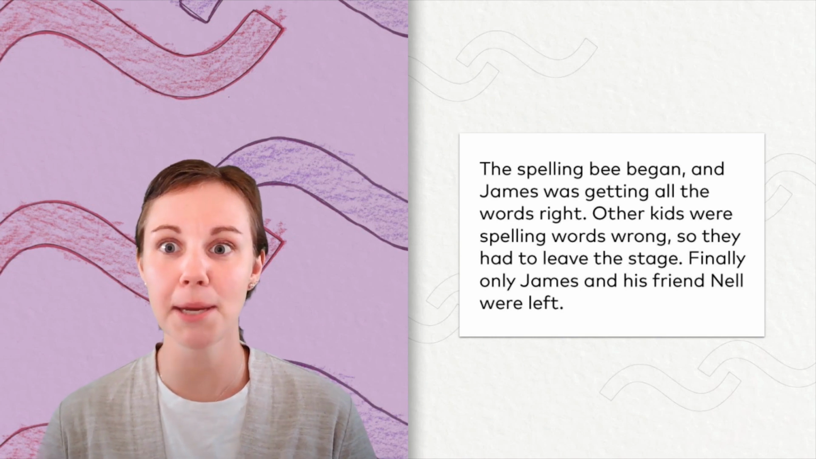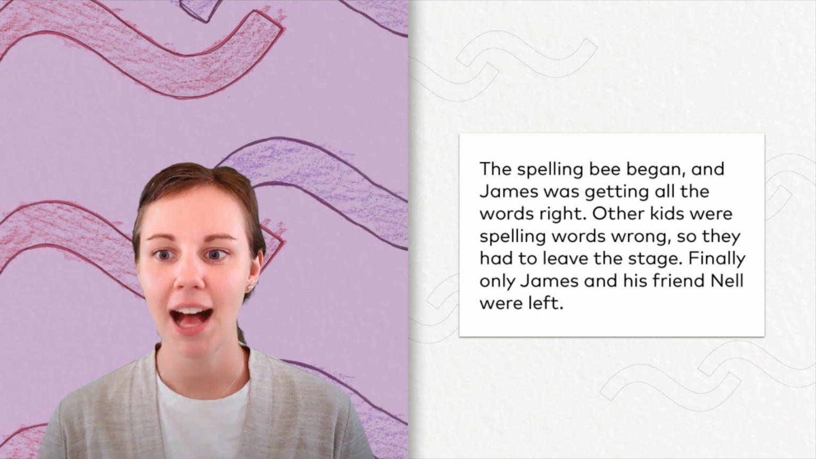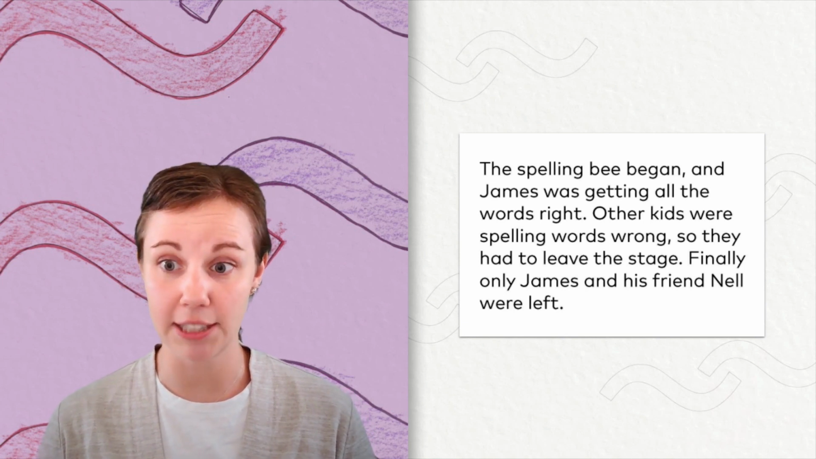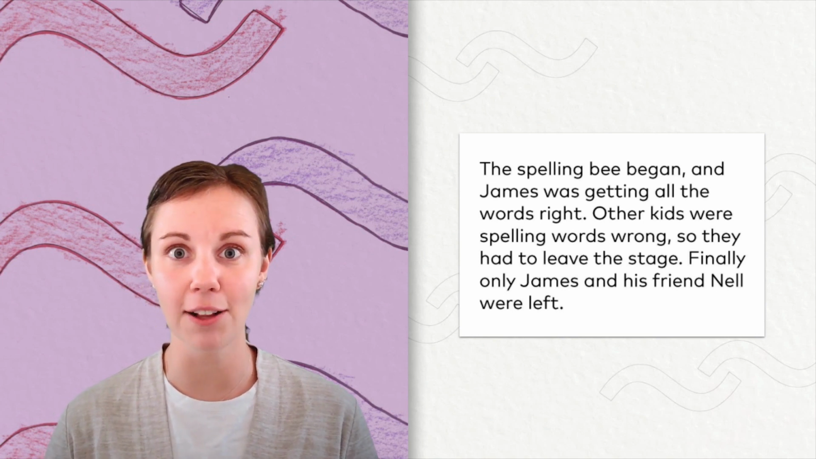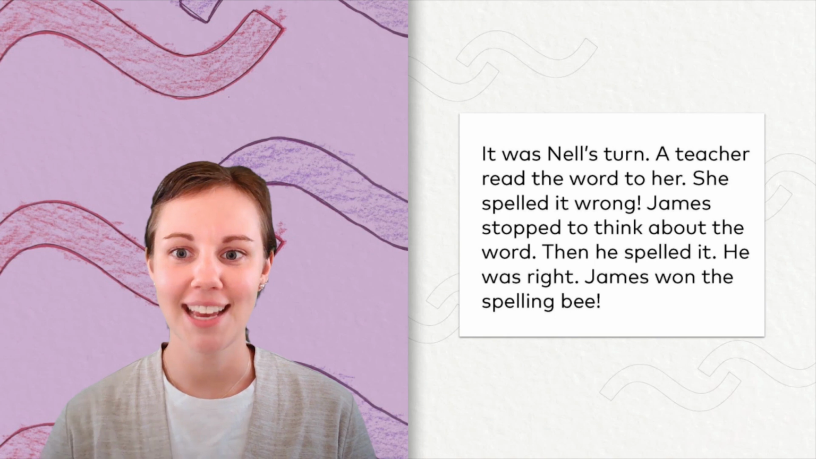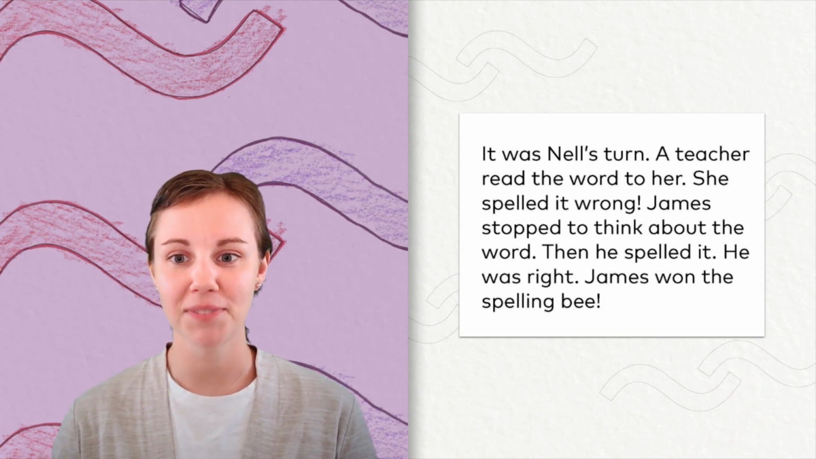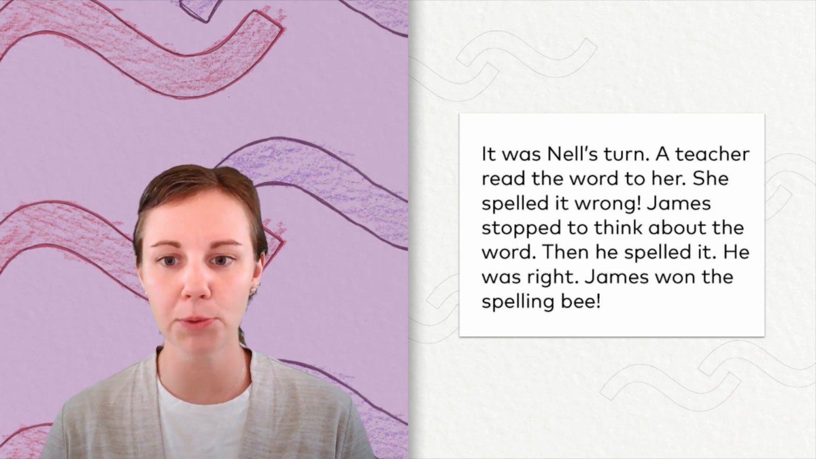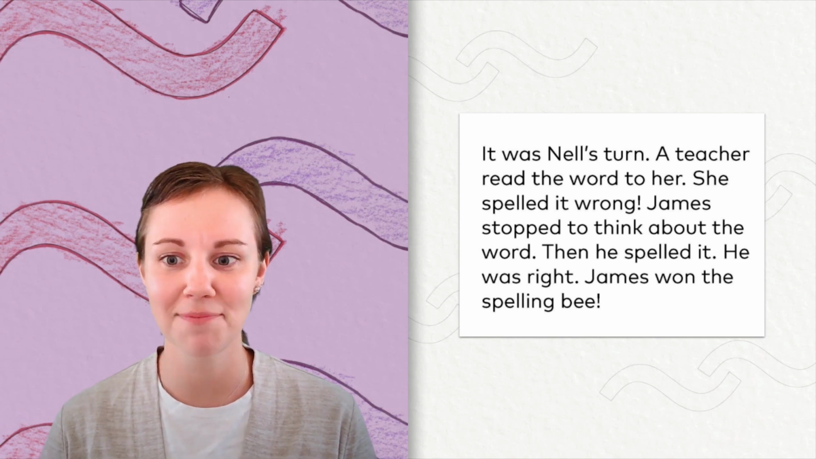The spelling bee began, and James was getting all the words right. Other kids were spelling words wrong, so they had to leave the stage. Finally, only James and his friend Nell were left. It was Nell's turn. A teacher read the word to her. She spelled it wrong. James stopped to think about the word. Then he spelled it. He was right. James won the spelling bee.